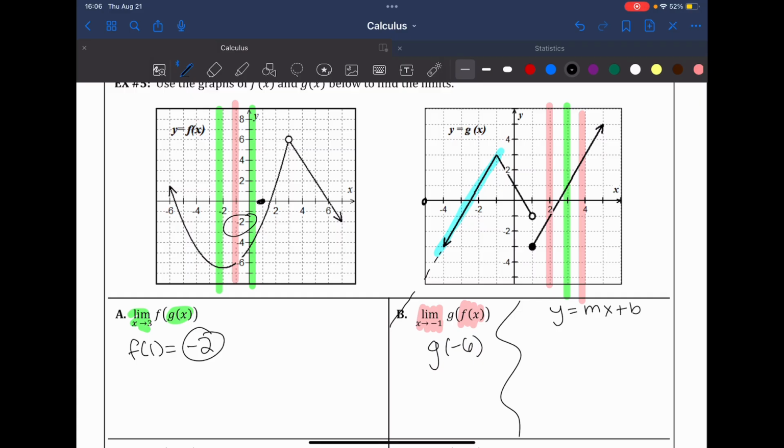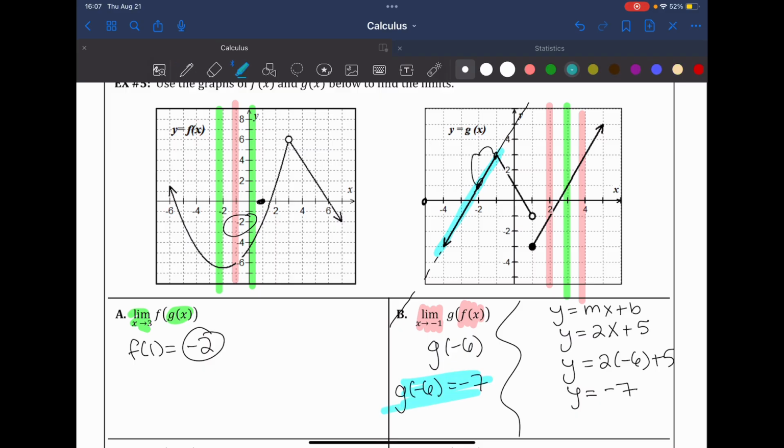If I continue this up, it looks like my y-intercept would be 5, and my slope using 2 points would be up 2, right 1. So it looks like this would be y equals 2x plus 5. I want to find g of -6, so y is equal to 2 times -6 plus 5, which means y is equal to -7. So g of -6 is equal to -7, and that would be my answer. We had to do a little bit of extra steps on that one.